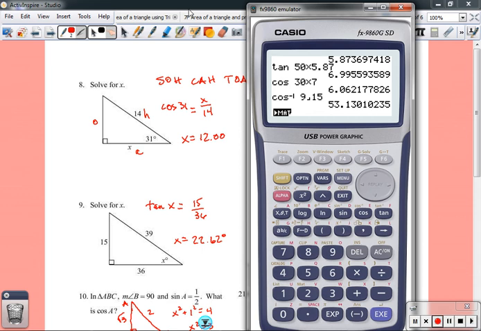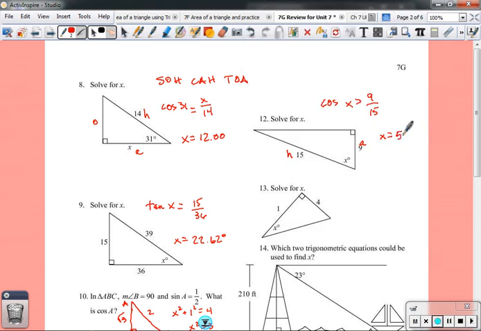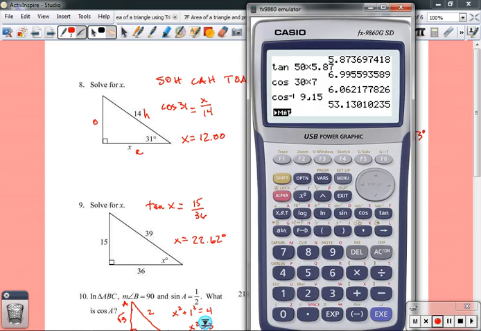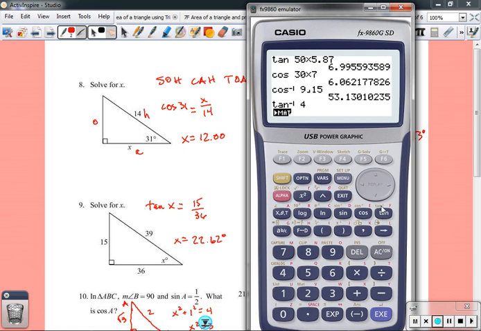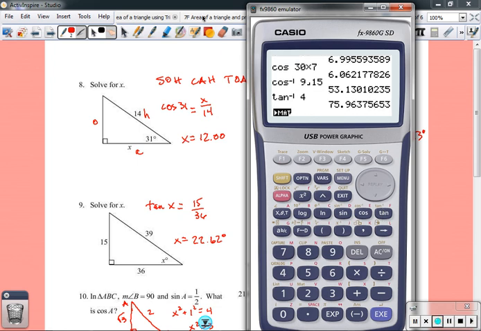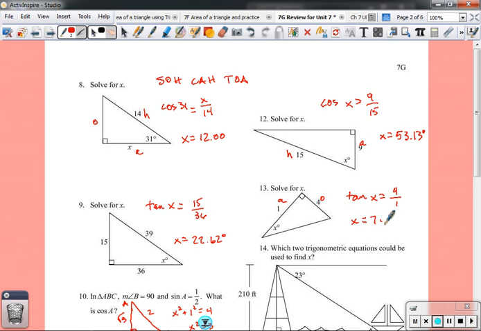That's 53.13 degrees. Alright, let's take a look here. This is tangent, this is opposite and adjacent, so the tangent of x equals 4 over 1. Tangent's the only trig ratio where it can be greater than 1. So we're going to do shift tangent of 4. And that's 75.96 degrees.